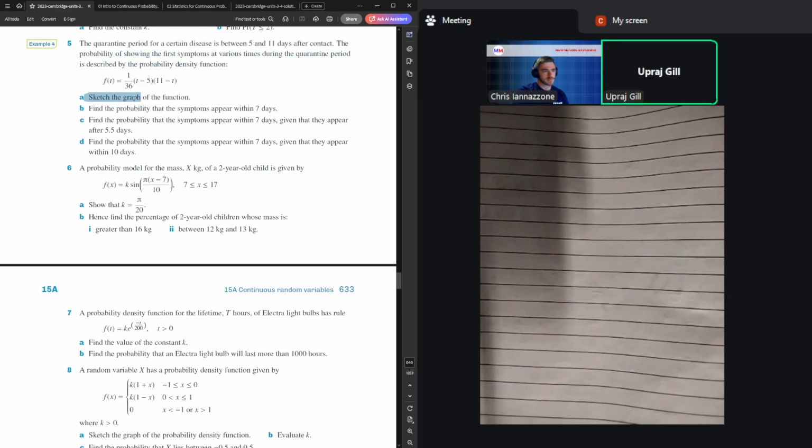Don't worry about the sketch unless you want to. No, it's just a quadratic. It is just a quadratic, yeah. It's going to be a positive quadratic and pretty wide.